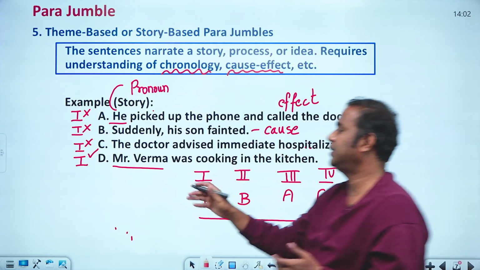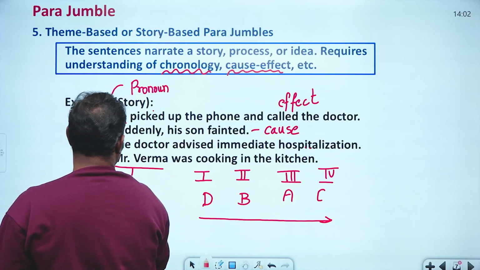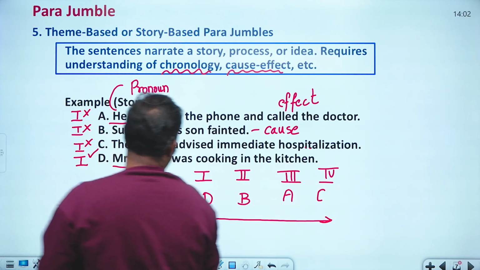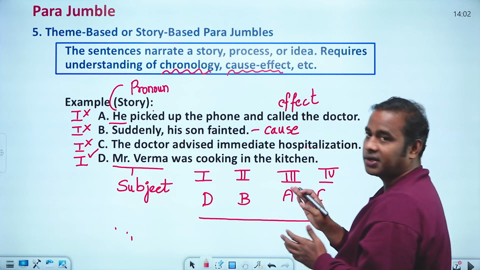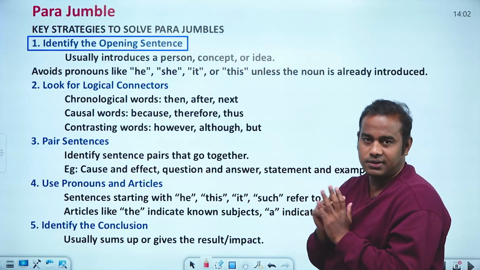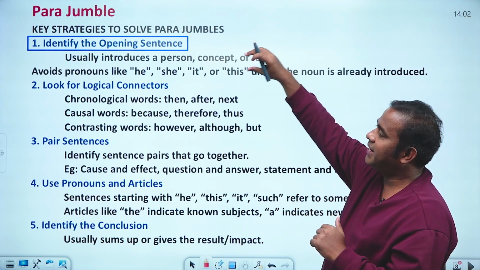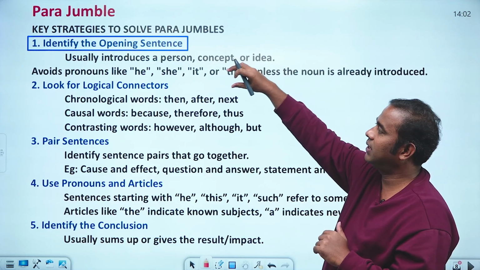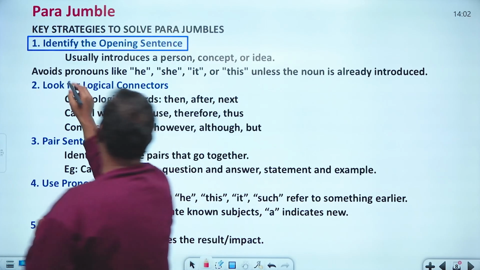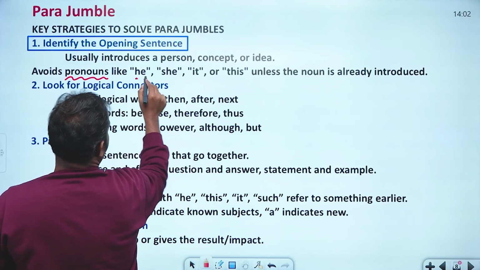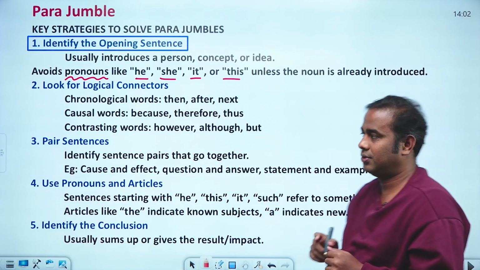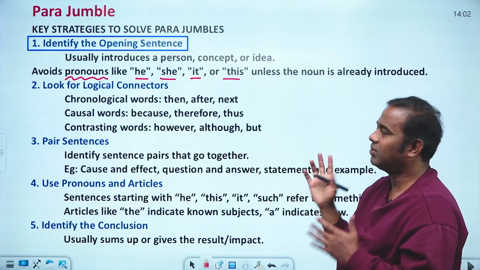The subject here in this problem is Verma. Okay, but anyway, because of that reason, you will be able to see that it will never start with pronouns. So avoid starting with pronouns like he, she, it, this, unless it is already introduced. Okay, so that is one idea.